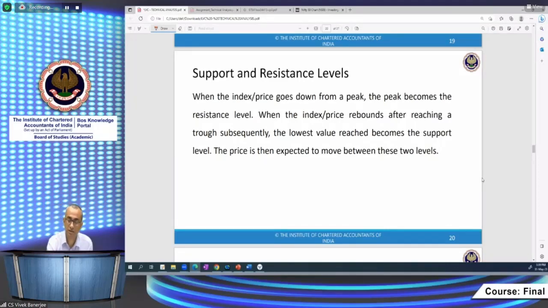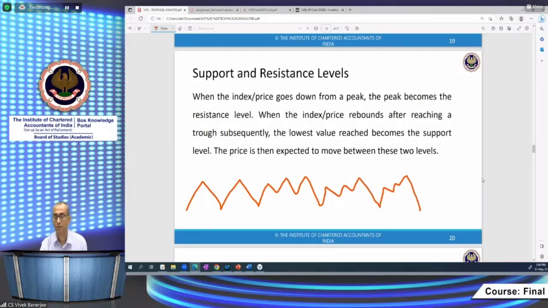So let us see support. Okay, so this is basically the support. If you see that, let us take the price at, it is at 100.